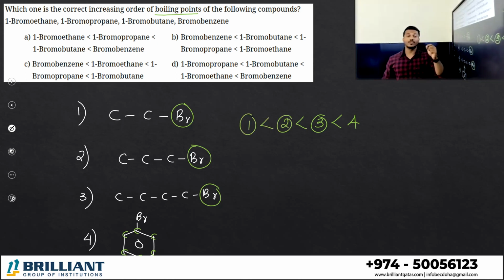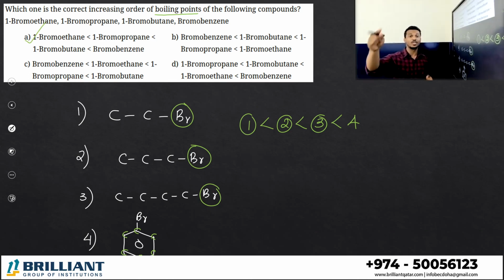So what are the major factors affecting boiling point? First one is mass. The greater the molecular mass, the greater the boiling point. Second reason, as the branching comes, boiling point decreases. Alright. So here, I think the correct option given is bromobenzene, 1 bromobutane, 1 bromopropane, 1 bromoethane. Which is your answer, dear student? That's option A, right? Option A can be the correct answer.